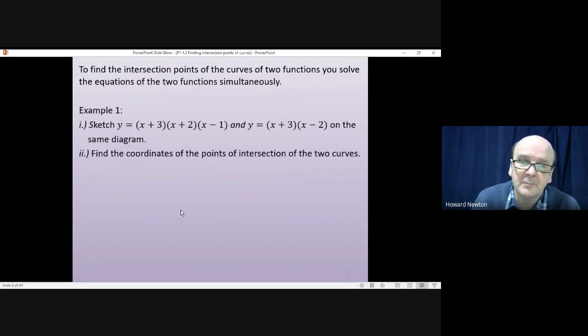So, for example, in this example, we're asked to sketch the two curves. There's a cubic curve and a quadratic, and once you've sketched them, you're asked to find the coordinates of the points of intersection of the two curves. I'll let you have a go at this yourselves first. So pause the video and come back to me again when you're ready.